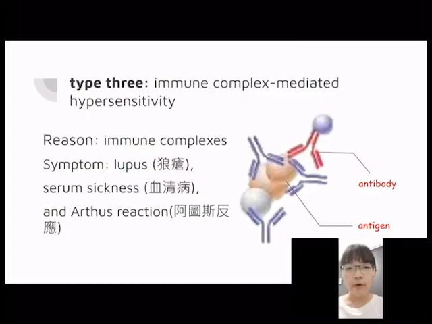The third type of allergy is immune complex hypersensitivity. It is caused by immune complexes, which are also known as antigen-antibody complexes. Immune complexes are composed of antigen and antibody, and after several hours they are deposited in the walls of blood vessels. They lead to allergic reactions that cause inflammation and tissue damage. The common symptoms include lupus, serum sickness, and autoimmune reactions.